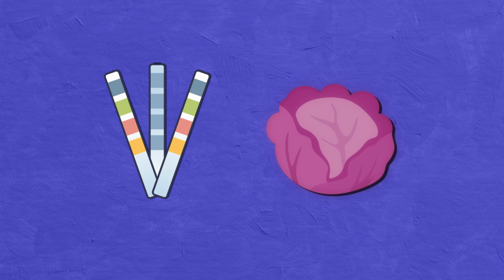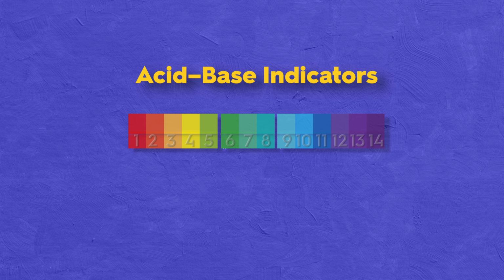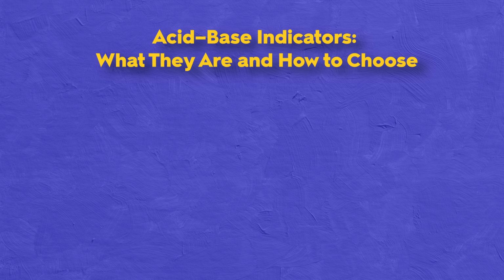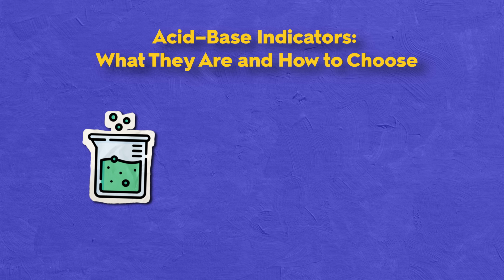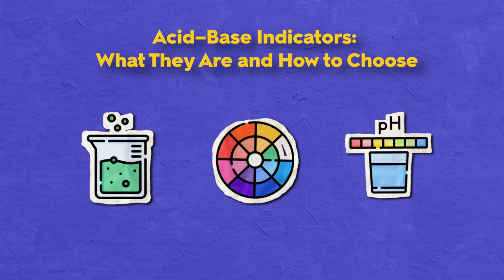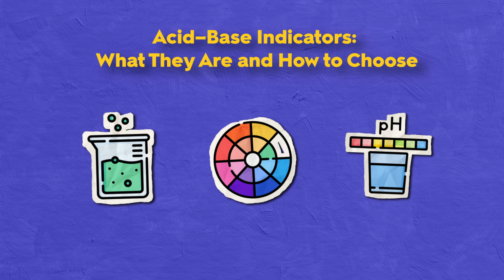Why do pool strips and purple cabbage change color with just a drop of acid or base? The secret is acid-base indicators, tiny molecules with big color flips. In this video, you'll learn what an acid-base indicator is, how color change intervals work, and how to choose the right indicator for different titrations, so your endpoint is clear and accurate.